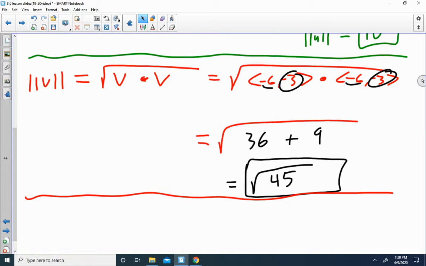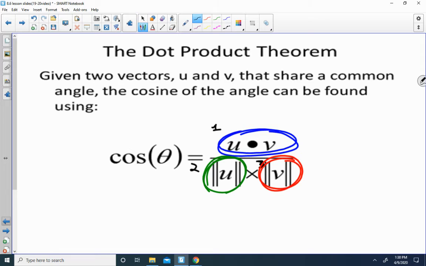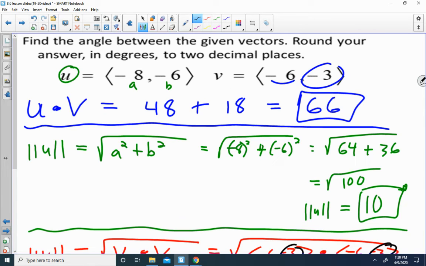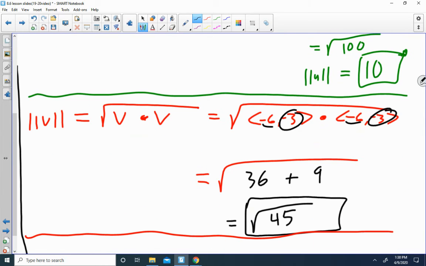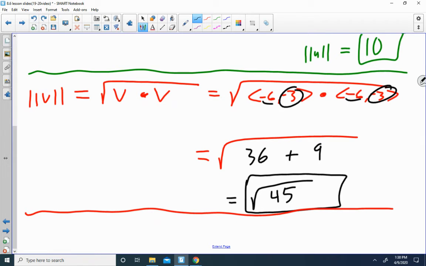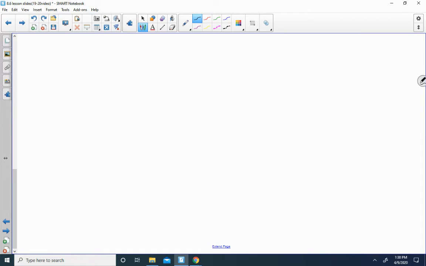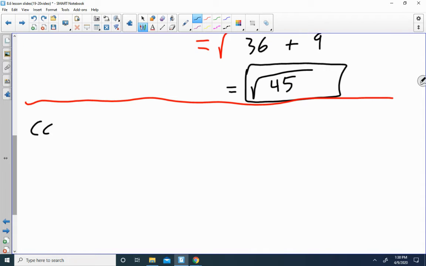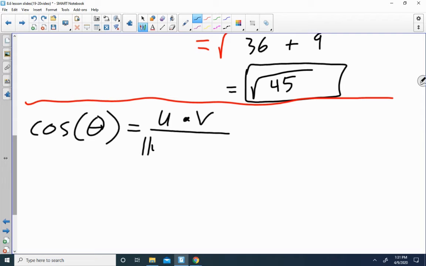Okay. So now back to the formula. We now have all three parts. Part 1, part 2, part 3. Now let's plug them into this formula and see where to go from there. Okay, so scroll down, make some space. All right, so according to the formula, cosine of our angle is going to be equal to the dot product of u and v, over the absolute value of u times the absolute value of v.